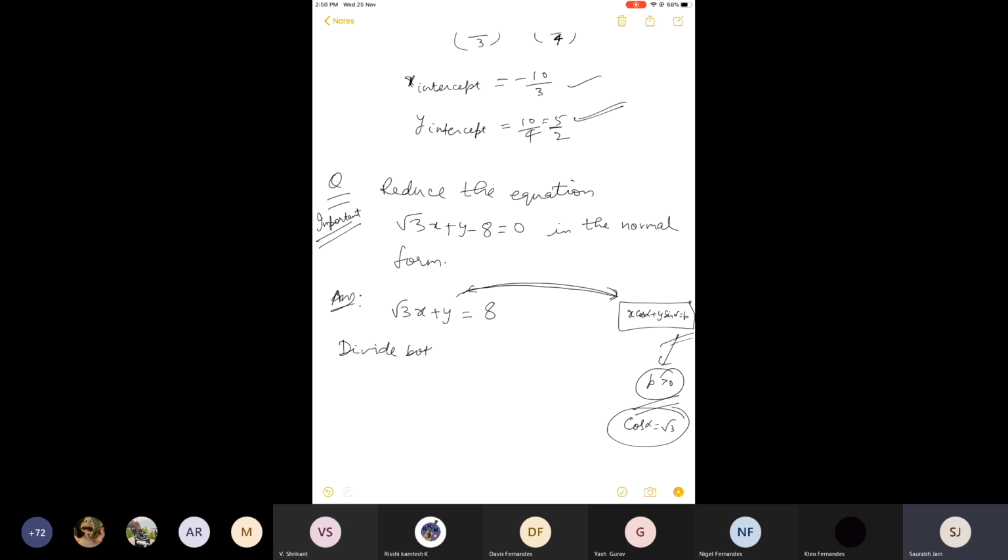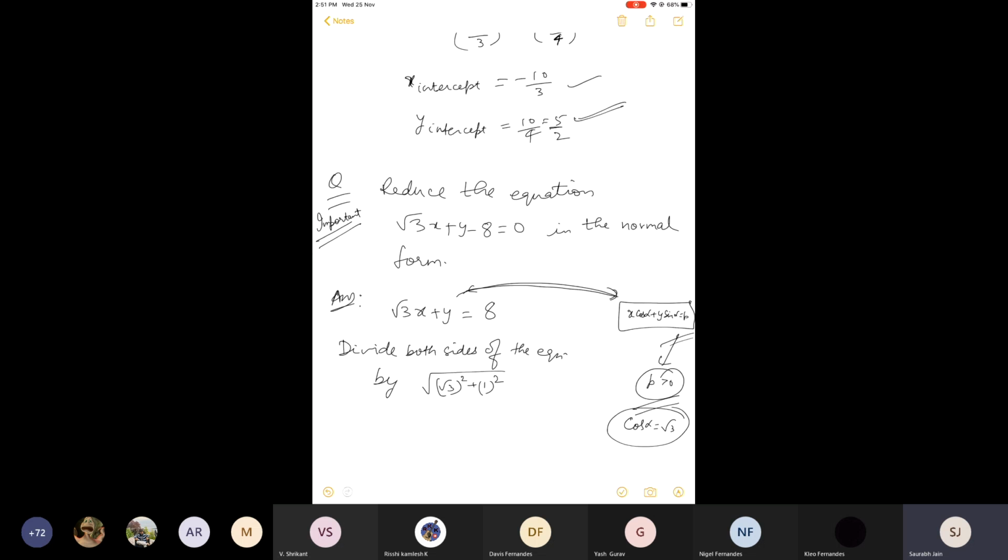Divide both sides of the equation by... So for each question, you will remember that after making the number on the right hand side positive, this constant, you will divide both sides of the equation by under root of sum of square of the coefficients of x and y. I'm not saying root 3 and 1 because root 3 and 1 are present here in this particular question. In some other question, there will be some other numbers.